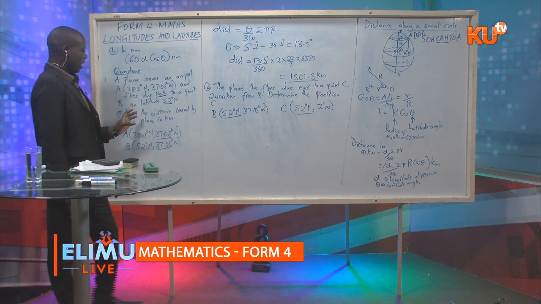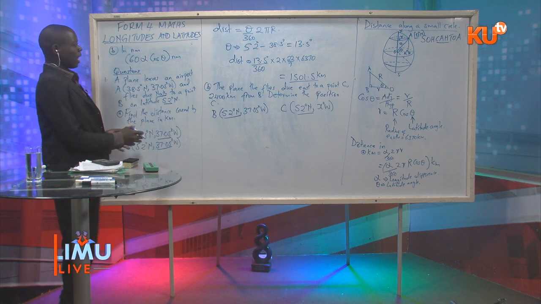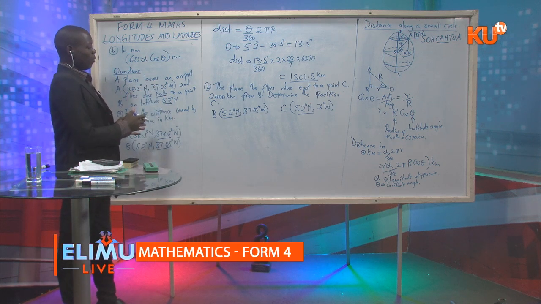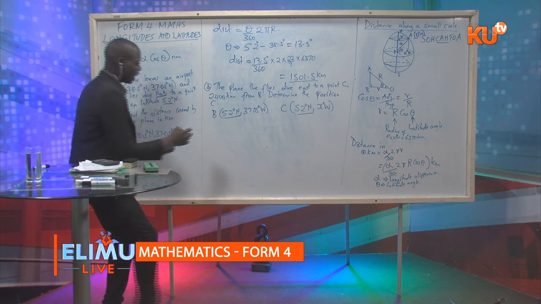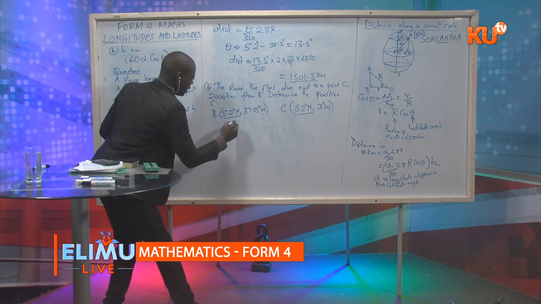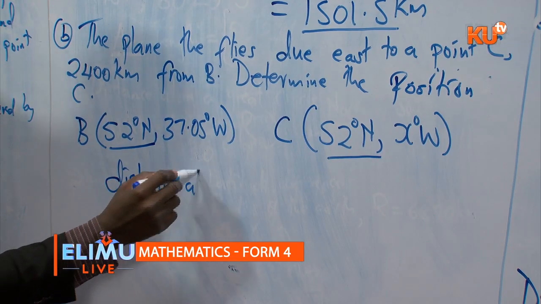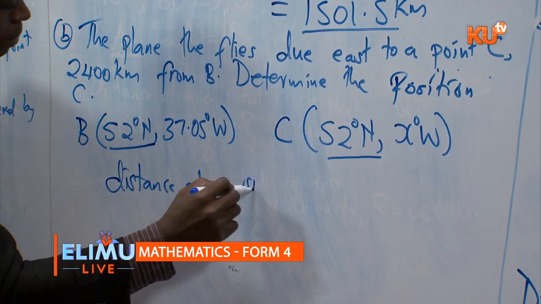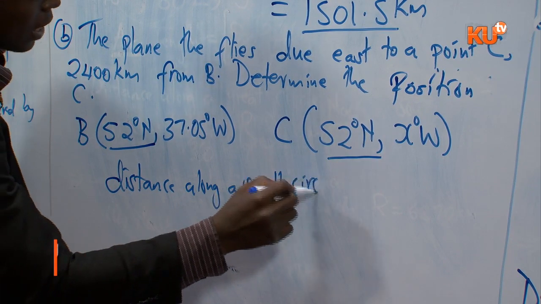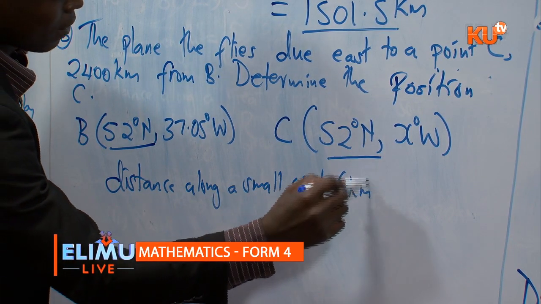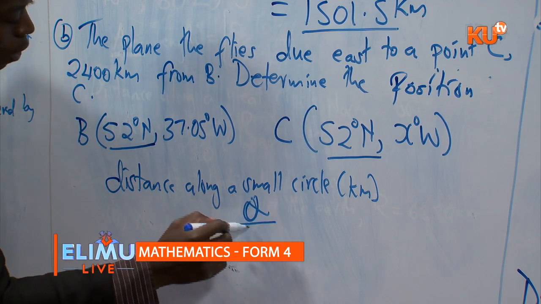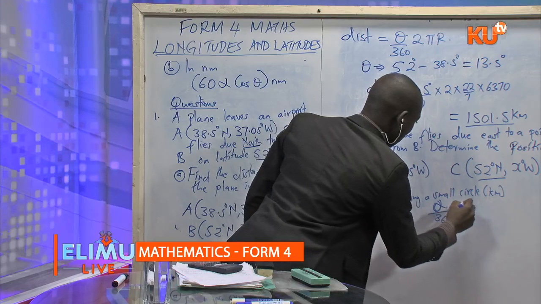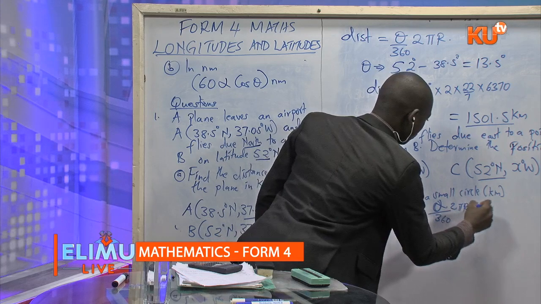In part 1, the interpretation gave us the distance along a great circle. Now here, we are talking about the distance along a small circle. And so how do we calculate distance along a small circle? Distance along a small circle, calculated in kilometers, is alpha over 360 times 2 pi r cos theta.